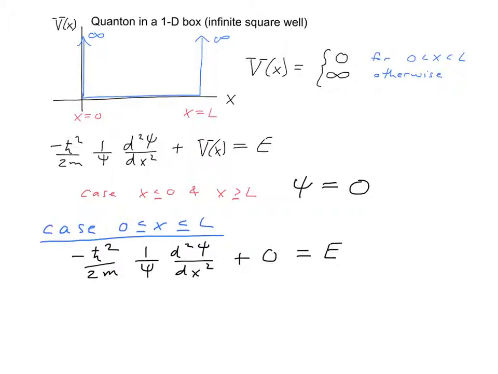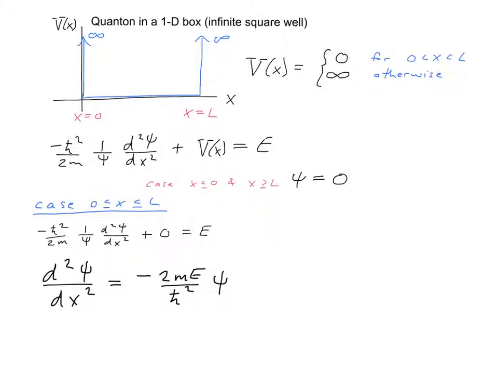Now in the case between x equals 0 and x equals L, in that region, the potential energy function is 0 by definition in the problem right here. And so our time-independent Schrodinger equation becomes this, where we have 0 in place of the potential energy function. We can rearrange this. So here we see that the second derivative of little psi with respect to x is equal to the negative of some constant times little psi.